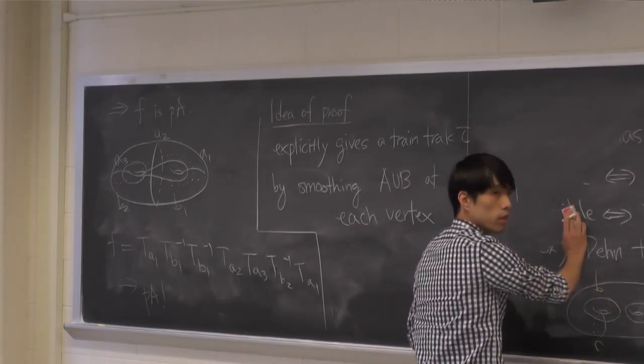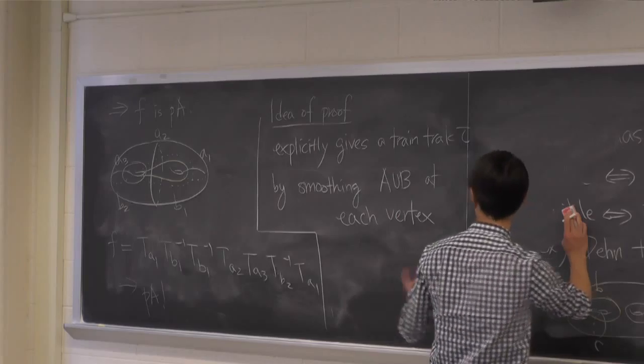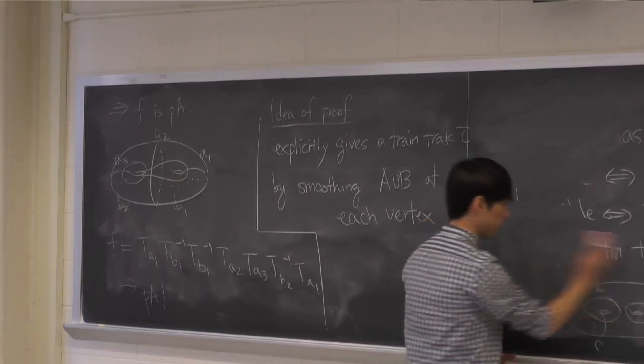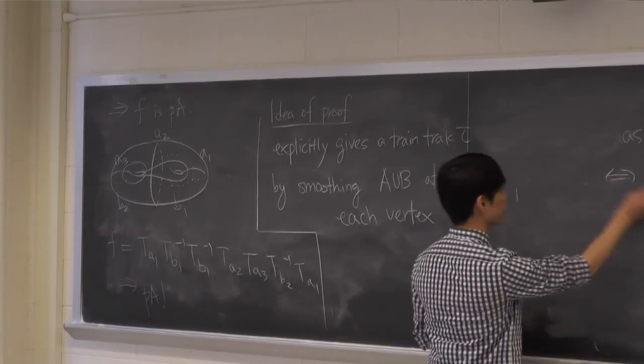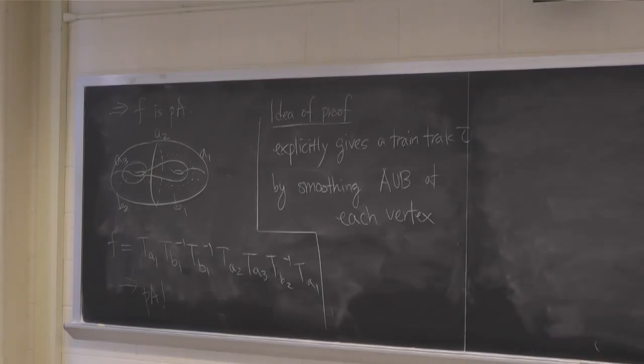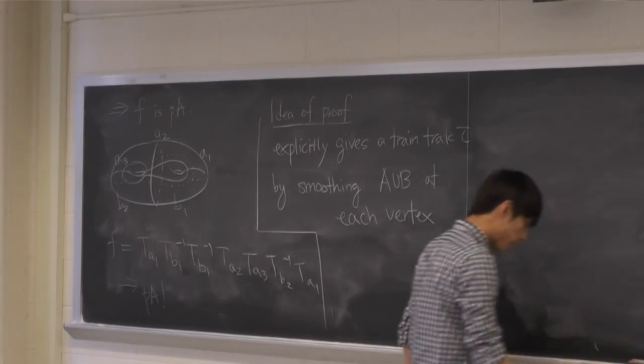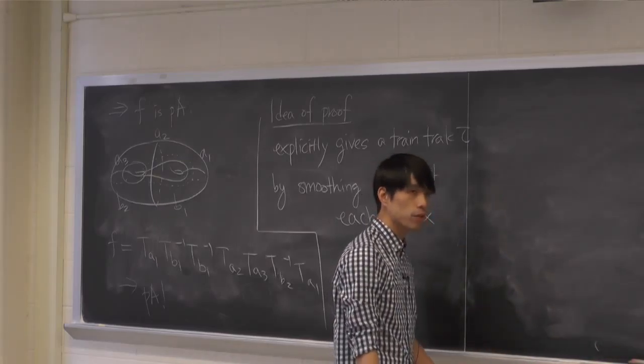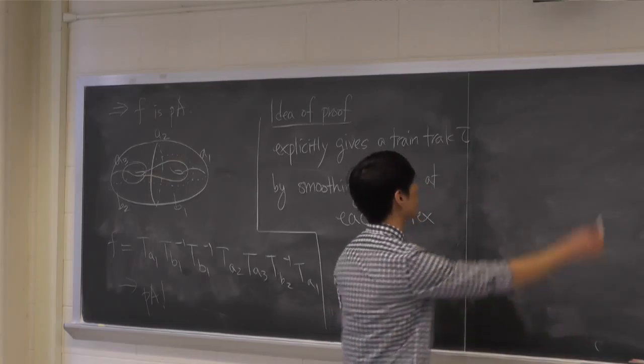Vertex, you mean point of intersection? That's right. Vertex, I mean the intersection point, right? So I'll draw a quick example. And what's the train track? It's a smooth one-submanifold embedded in the surface.